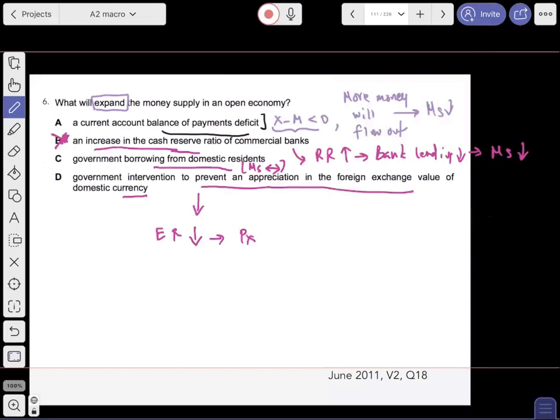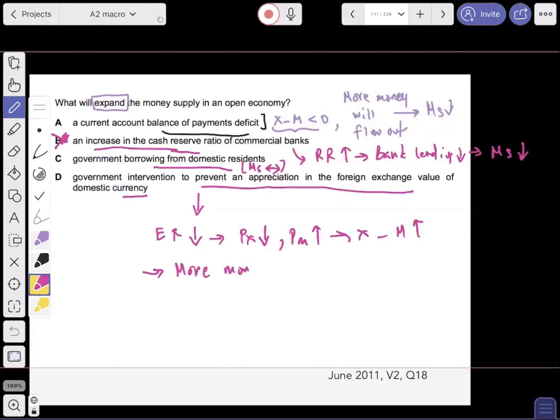An increase in reserve ratio means reserve ratio going from 20% to 30%. The banks are keeping more cash, and if banks are keeping more cash, then there should be less lending. But look at this one. So Aman, you're right. Government intervention to prevent appreciation means you have pushed the exchange rate down. Exchange rate went down, exports became cheaper, imports became more expensive. And that makes my X minus M go up. And if my X minus M goes up, more money flows in, and that results in money supply going up. So that's why D is the right answer.